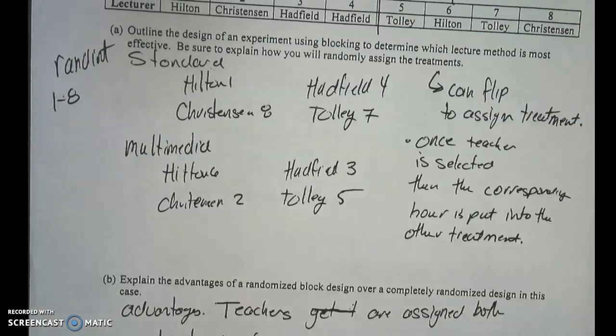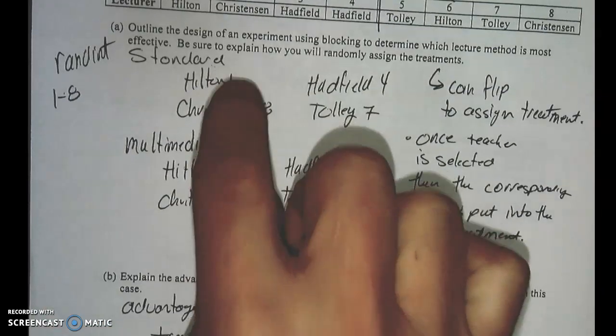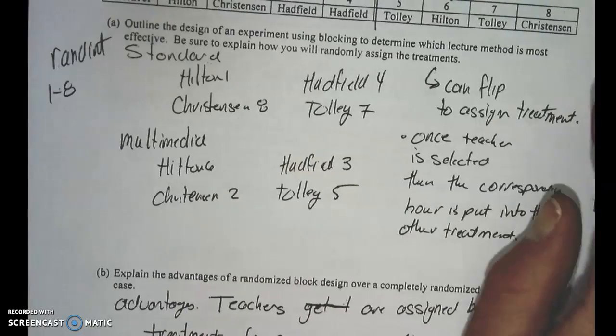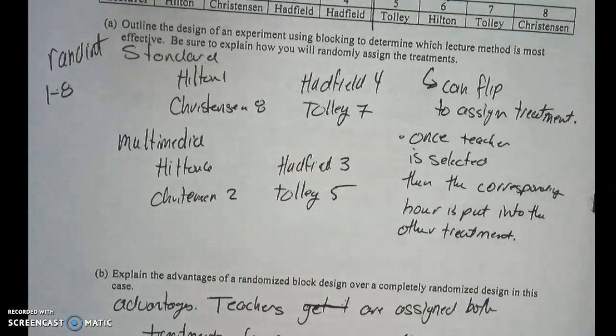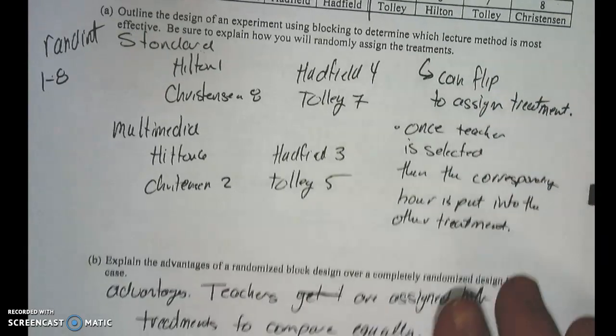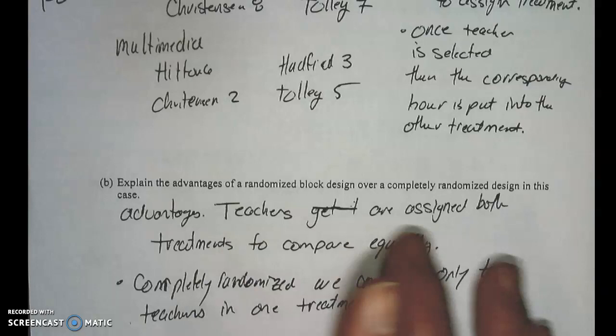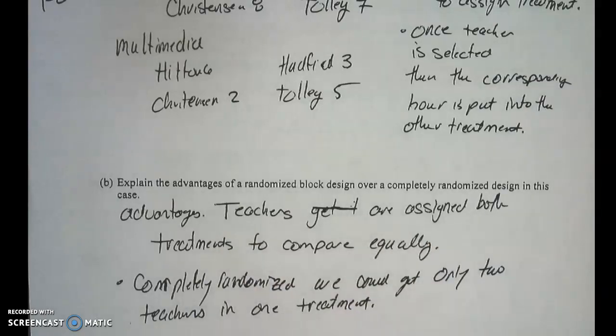Okay, so part A, we talked about just using a random integer. Once they've been selected, the other hour is put down into multimedia. We also talked about using a coin flip to flip for which one they're going to be assigned to. And then once they're flipped, they're put into that hour, and they don't leave there. Okay. B, advantages: teachers are assigned both treatments to compare equally. With completely randomized, we could get only two teachers in one treatment, which would leave a lot more questions and that type of thing. Then I also talked about whether the teacher was more comfortable with standard or multimedia.